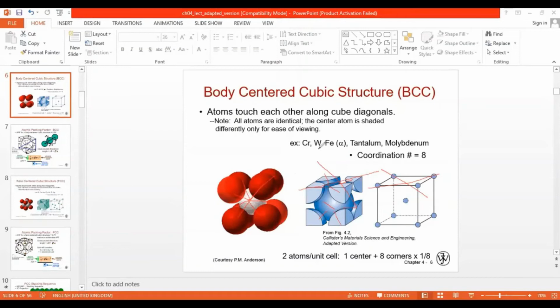Example: chromium, tungsten, Fe alpha, tantalum, molybdenum. So metals which can take this shape, body centered cubic, are chromium, tungsten, alpha Fe, right? Fe is iron, you know. Then tantalum, molybdenum, right? So these all will take BCC structure, that is body centered cubic structure. Coordination number 8.